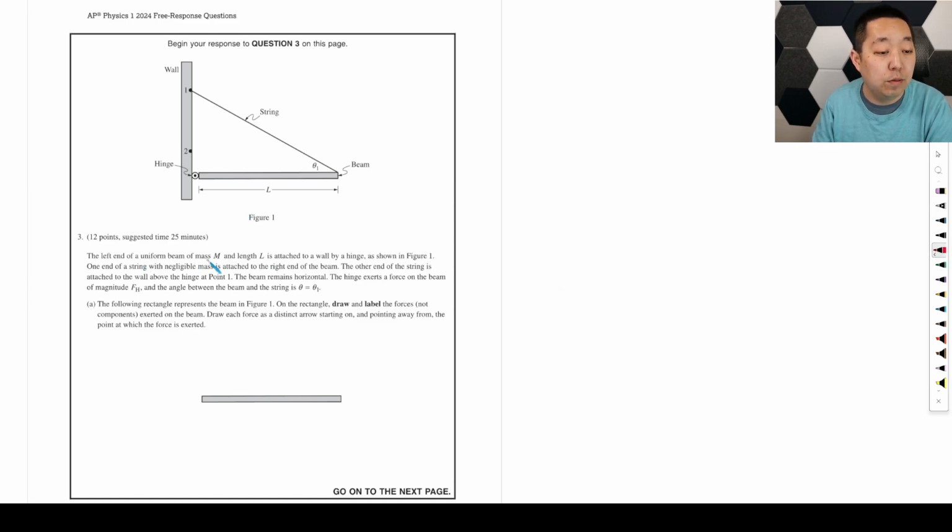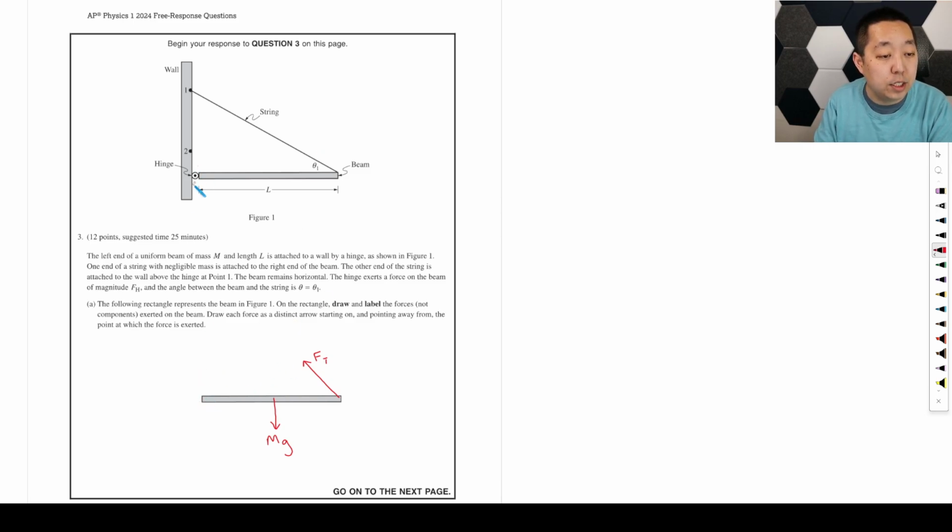Okay, so this is a uniform beam of mass M. So we always start with gravity, so gravity, Mg. One end of the string, negligible mass. Okay, so we just have this beam here. So then what's touching it? Well, we have the string here. That's going to be at an angle, so we'll call it FT. We don't have to draw the angle in there, but it's angle theta 1 there.